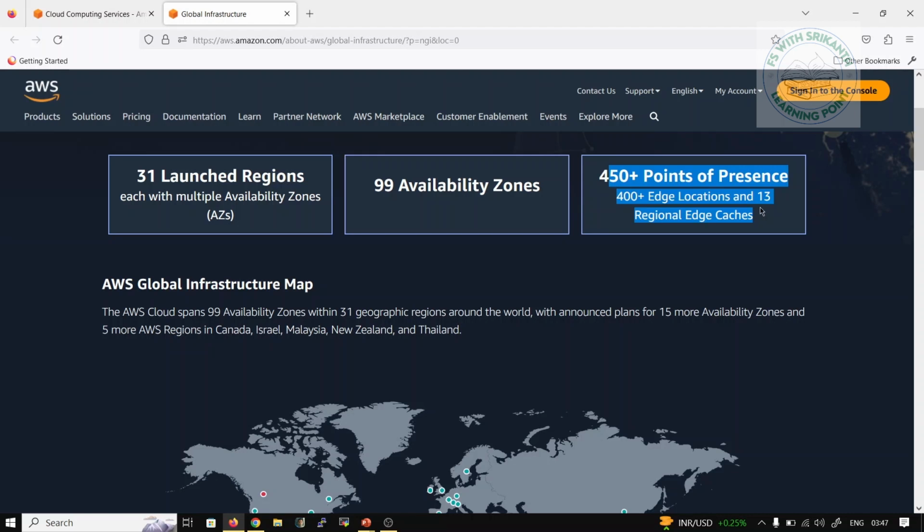Global network: AWS has a highly interconnected global network that provides reliable and secure connectivity between its data centers, availability zones, and edge locations. And what are the basic benefits of this? With the global infrastructure, we get high availability, scalability, low latency, and global reach. So don't think these are only theoretical information. Practically, we will learn each and every service in further classes.